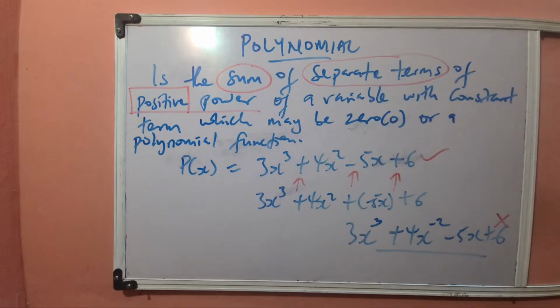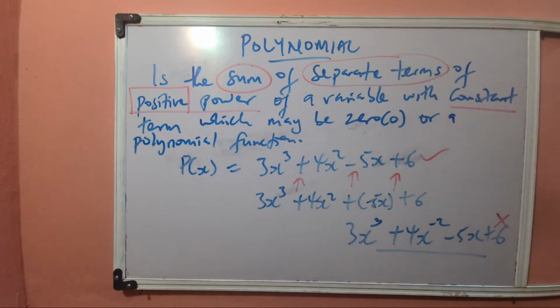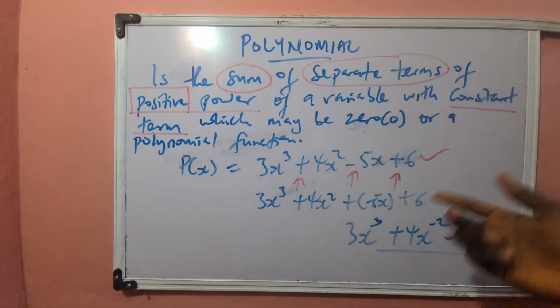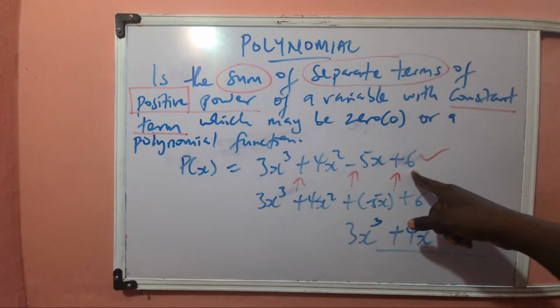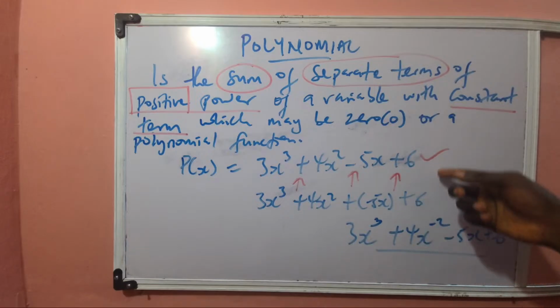Now, let's go to the next phrase we have here. It said with constant term. I want you to understand that constant terms, when you're dealing with expressions, are those terms that are void of a variable. That means they do not have a particular variable attached to them. All these terms, term 1, term 2, term 3, they all have a variable attached to them. But this particular term, which is a constant term, doesn't have any variable attached to it. So that's what we mean by constant term.